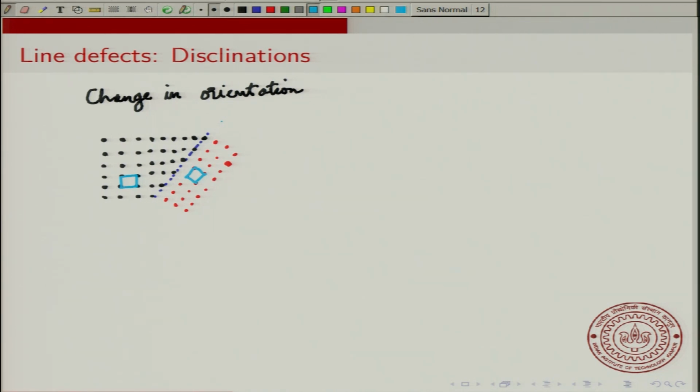Now notice that if you look at these distances, they will actually be larger than the lattice spacing. So if this lattice spacing is A, then the spacing between atoms on this line will actually be greater than A. But in this crystal, this spacing is again A. So there has to be some matching of these atoms here, and that is what leads to this disclination. Disclinations and dislocations are the most common line defects that you have.